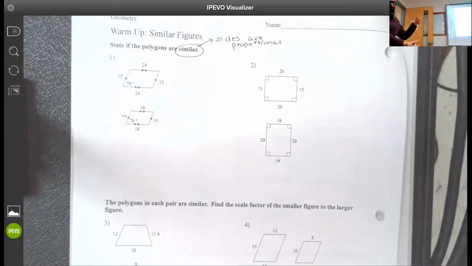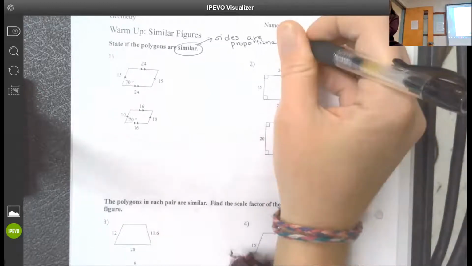So when they're not the same size, you can see that on the first one, that top shape is larger than the bottom shape. It's actually almost like a dilation where you take something and it expands or contracts, and you're keeping the same angles, it's the same shape, and all the sides are growing or decreasing in the same ratio or in proportion. So to state if the polygons are similar or not, we need to see, are the sides proportional?